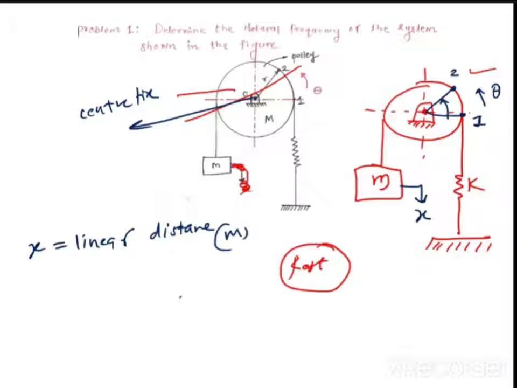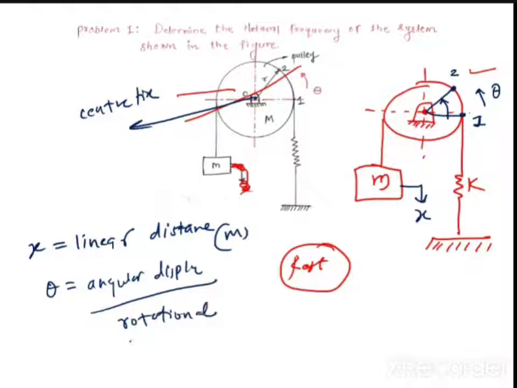But again, we have here 2 or 3 coordinates maybe, so there will be a relation between these coordinates. What is that relation that we have to calculate? So we will see that theta is the angular displacement of the pulley. Now this angular displacement means what? It is a rotational motion.